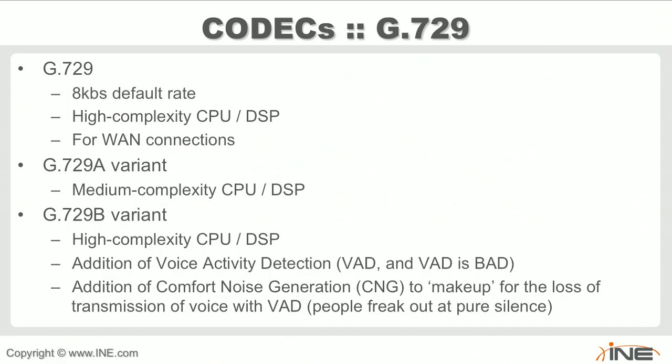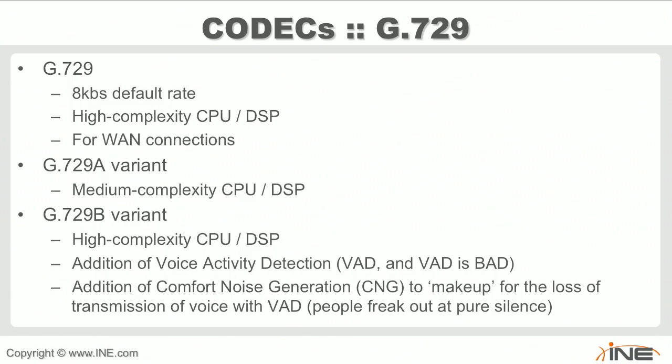So G729 by itself is high complexity. The ITU also came along and said, let's create something called G729 Annex A. So we're going to add a variant, and the whole idea behind this variant is that it has a medium complexity footprint. So the algorithm that's used to create the compressed digitized format is not low, but lower than the default G729 algorithm. There's also something called the G729B variant, or Annex B.